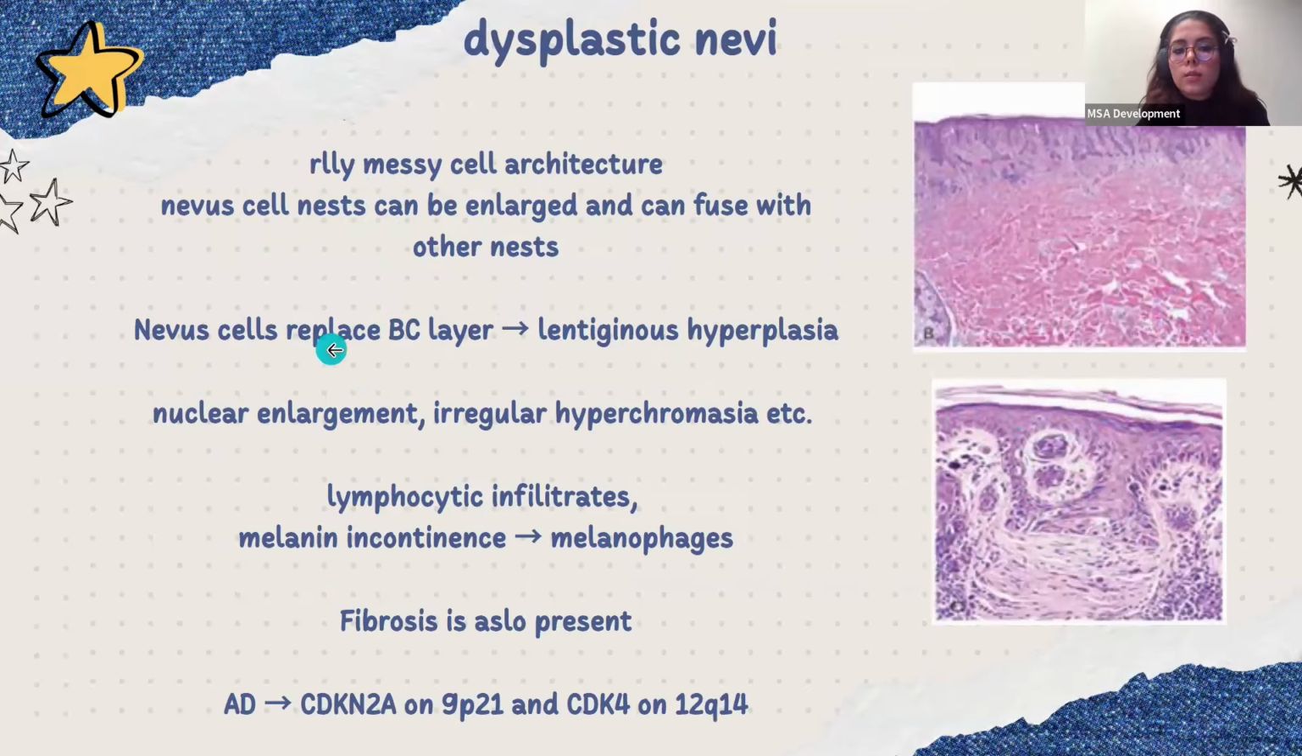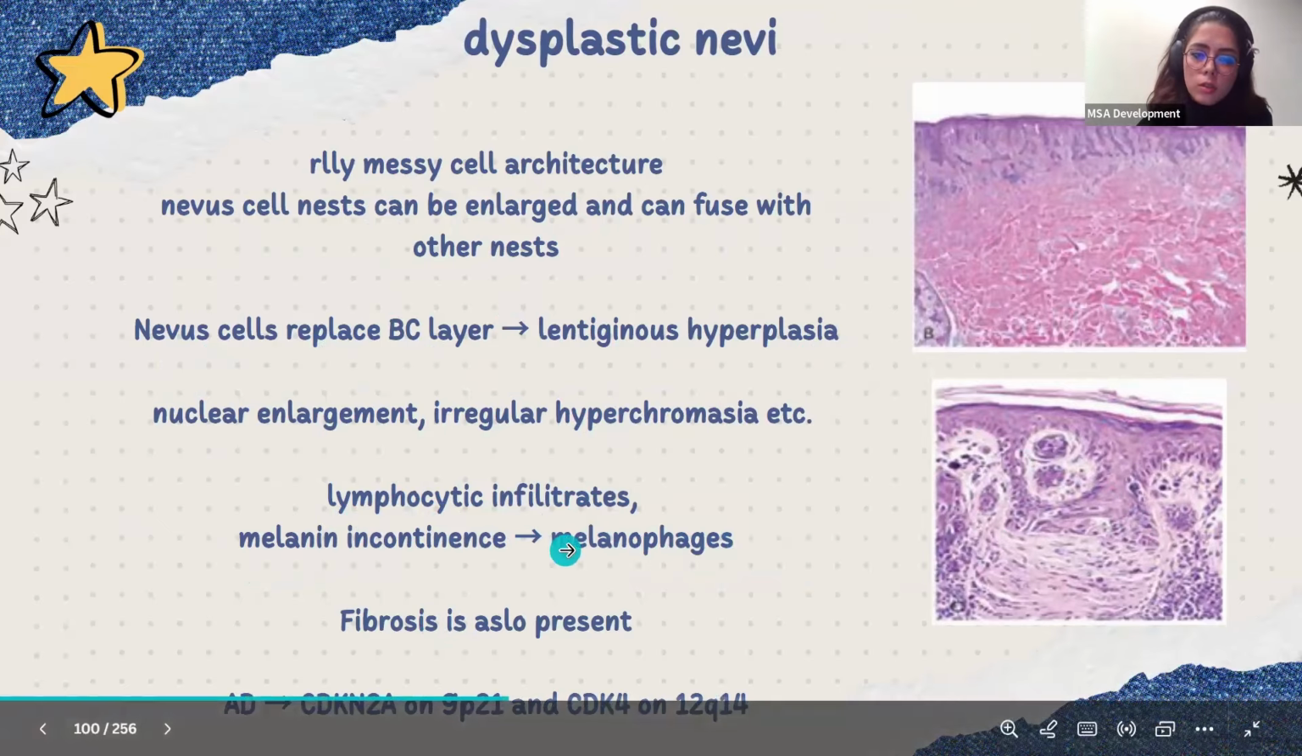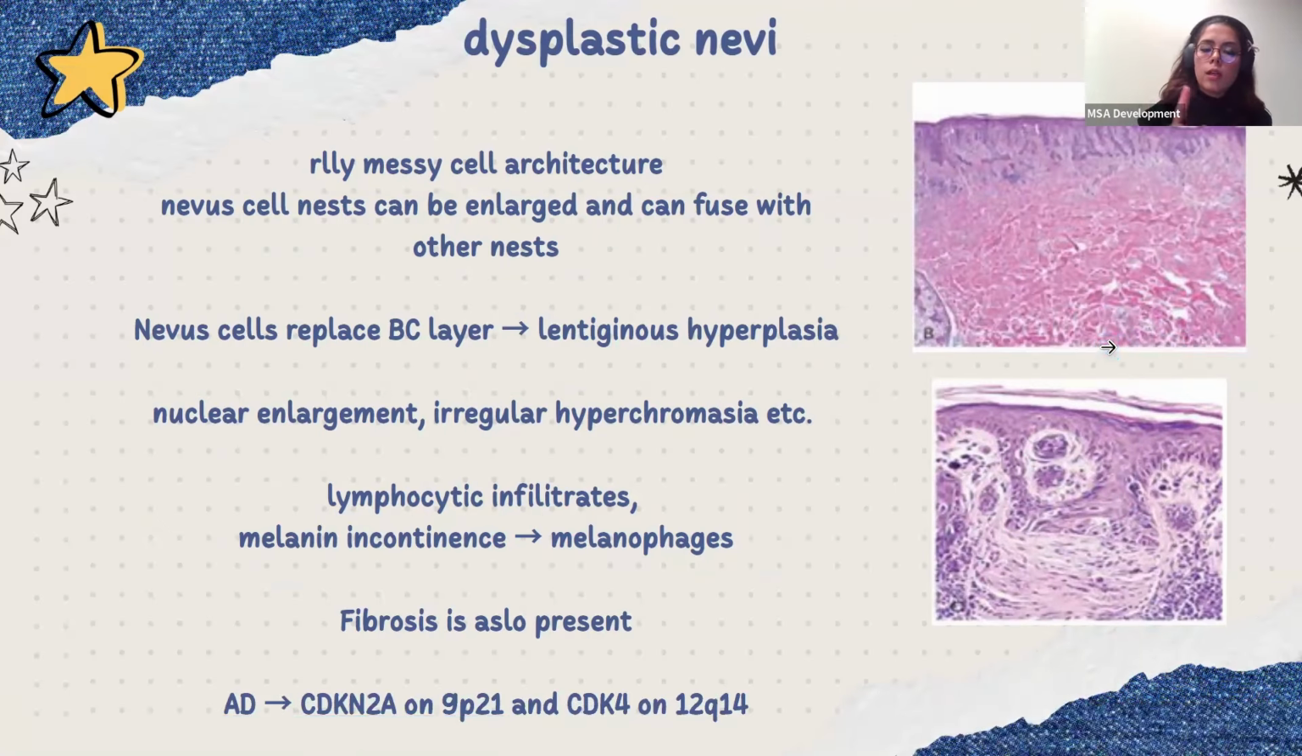Nevus cells replace the basement layer, which causes lentiginous hyperplasia, nuclear enlargement, irregular hypochromasia, lymphocytic infiltrates, melanin incontinence, melanophages. Fibrosis is also present. Autosomal dominant disease, CDKN2A, again, really important, on 9p21 and CDK4 on 12q14. Do you need to know the chromosome location? I highly, highly doubt so.